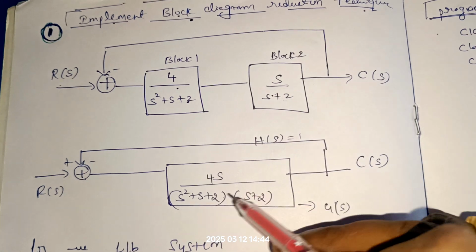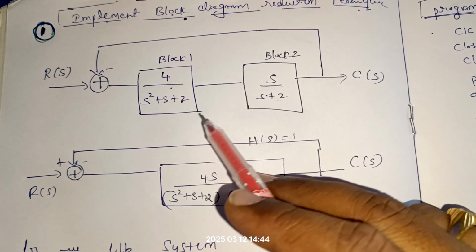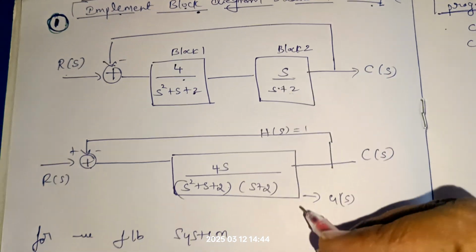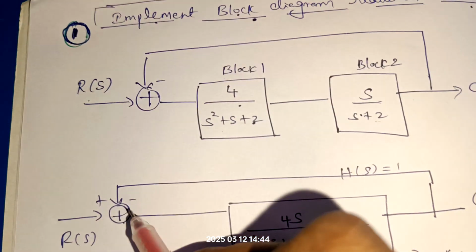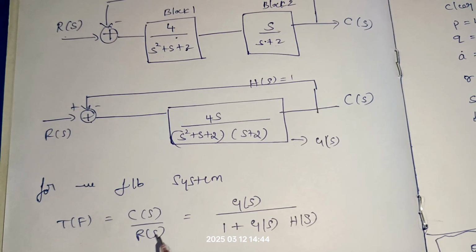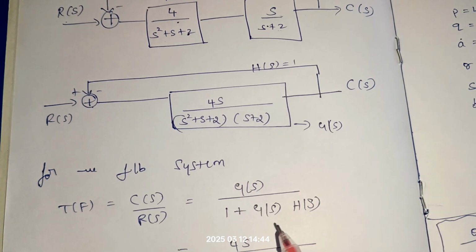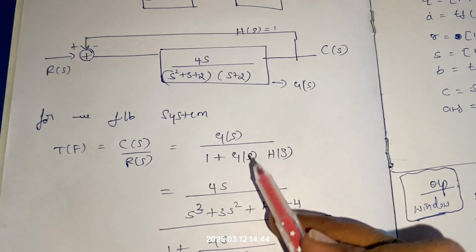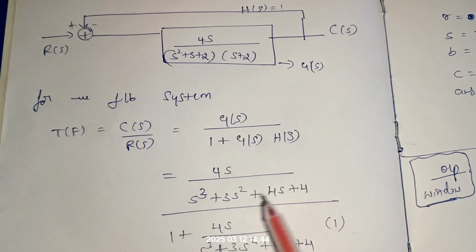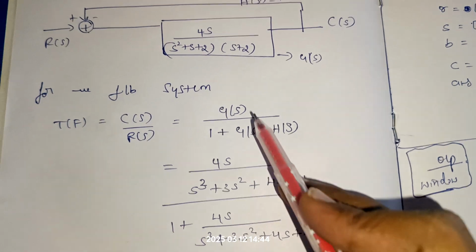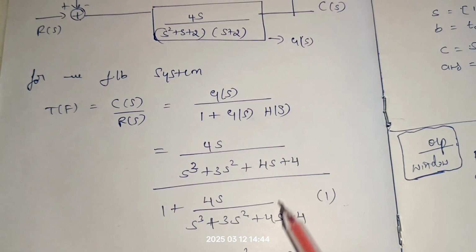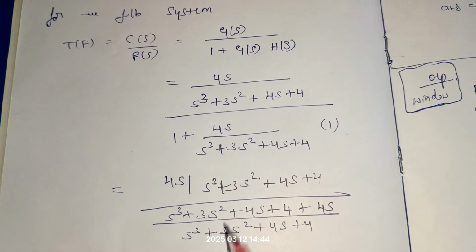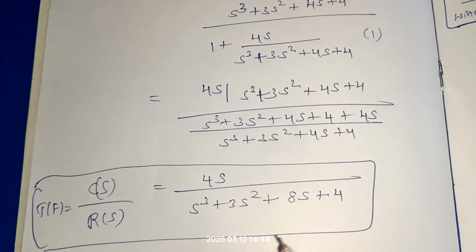Since these two are in series, first we will see the theoretical part, later we will see the code. If these are in series, we multiply these two to get 4s divided by this multiplication, and the feedback H of s is 1 in this case. It is negative feedback. For a negative feedback system, the transfer function C of s by R of s equals G of s divided by 1 plus G of s H of s. G of s is the forward function, 4s divided by the product of these two, divided by 1 plus 4s divided by this into H of s, which is 1. Simplify this: numerator as it is, denominator take LCM and solve. After solving we get the transfer function like this.